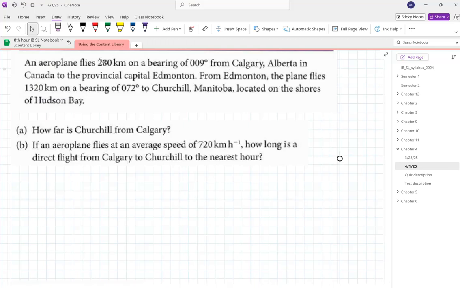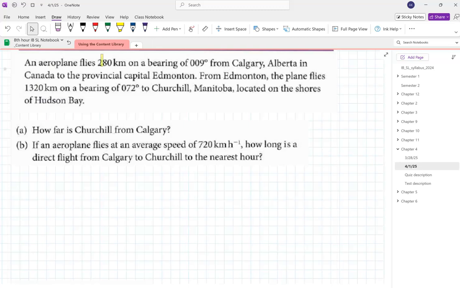If we read this, it says an aeroplane, well, I guess we're in England, flies 280 kilometers at a bearing of 9 degrees from Calgary, Alberta in Canada to the provincial capital, Edmonton. From Edmonton, the plane flies 1,320 kilometers on a bearing of 72 degrees to Churchill, Manitoba, located on the shores of Hudson Bay. I love all the extra flavor. How far is it from Churchill to Calgary?